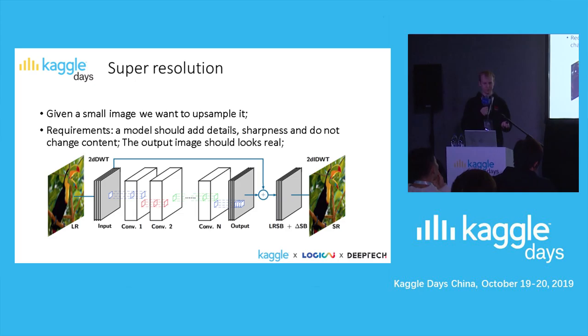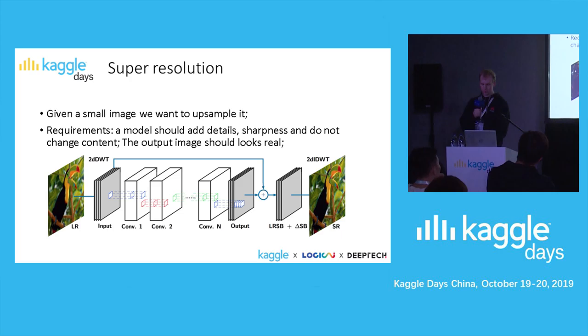Okay, let's move to the next task, called super resolution. The problem here is obvious. We have a small image, an image of a small size, and we want to upsample it, just increase the resolution. And of course we have some requirements. First, a model should add some details to the image, because when we just upsample the image by some kind of classical algorithm, like bilinear upsampling for example, it doesn't introduce new details which the high-resolution image should have.